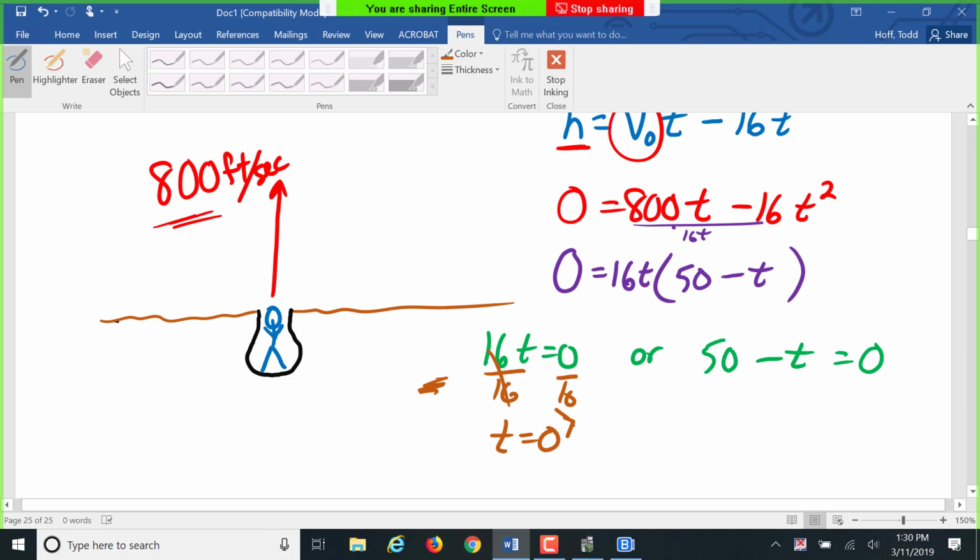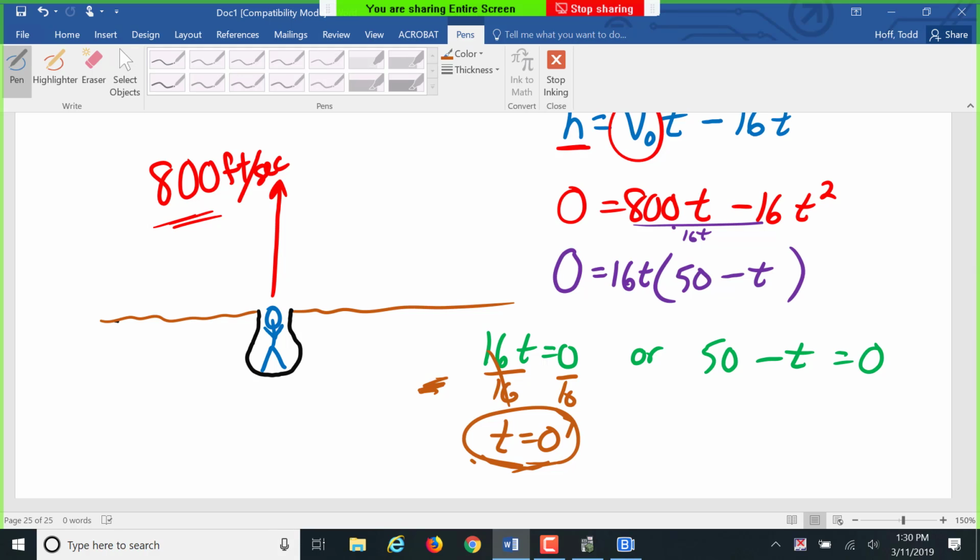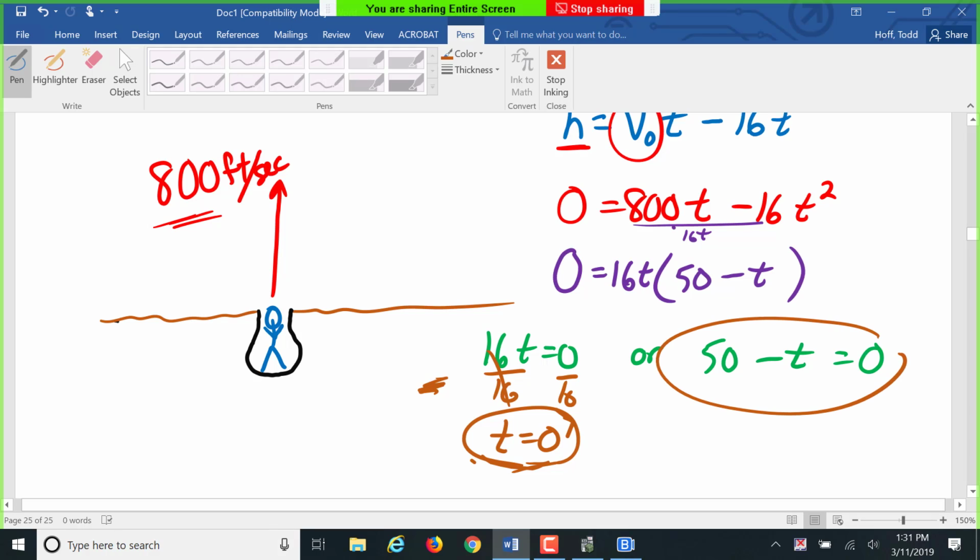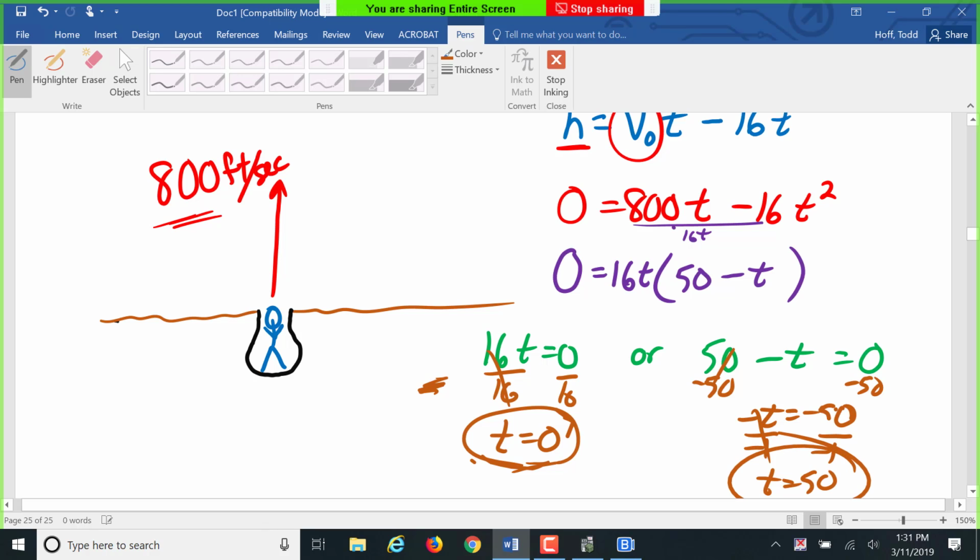Does that answer make sense? Well, it actually does, because at t equals 0, that's the moment you fire the cannon, right? Am I on the ground? I am. I'm at ground level. The answer makes sense, but it's not the one we want. We want the answer when I hit the ground coming back down, not going up. Let's solve this one. What do I have to do? I subtract 50 to get negative t equals negative 50, and then divide by negative 1 to get t equals 50. Does that make sense? Yeah, it does. I have 50 seconds of airtime before I splash down.